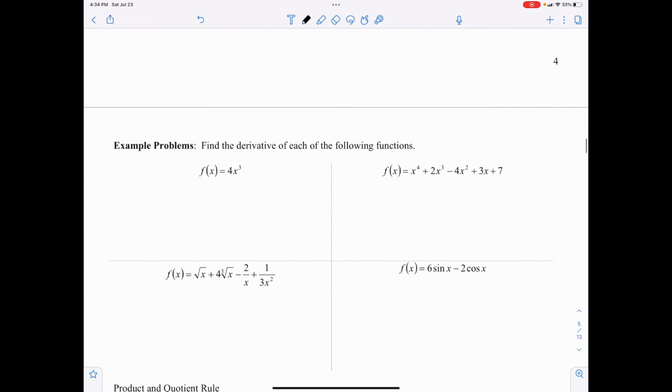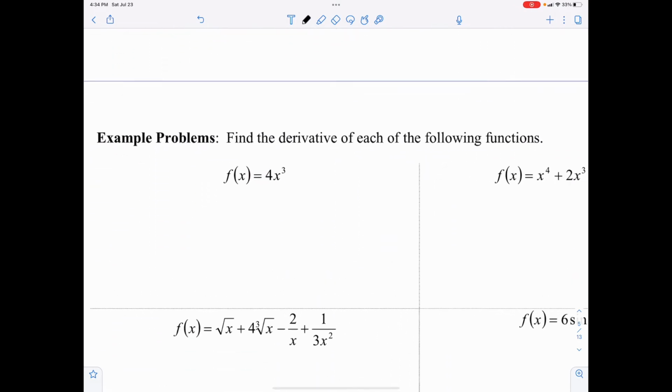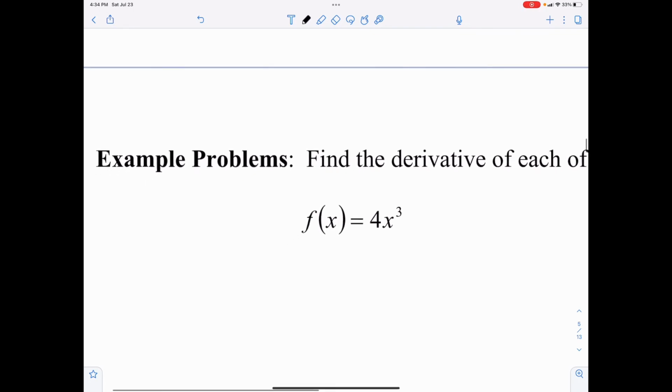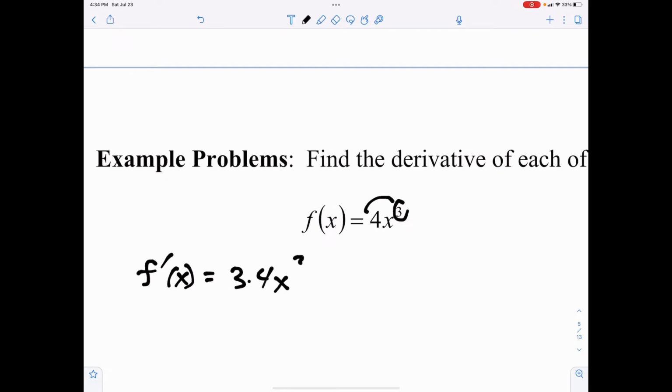Let's take a look at the following examples. First one, 4x to the third power. Well, for f prime of x, we're going to use the general power rule because we have a polynomial function. So this would be, bring the 3 down front, so 3 times 4x to the 3 minus 1, or 12x squared.